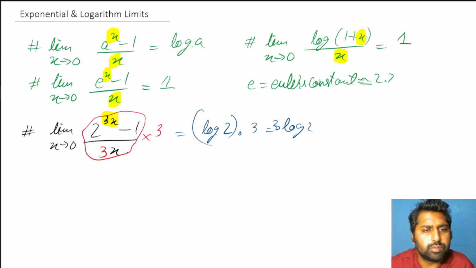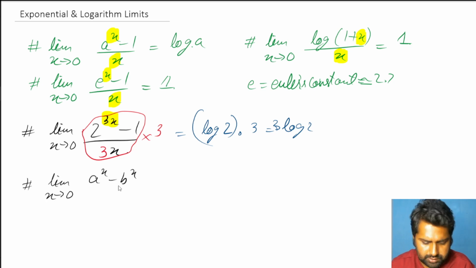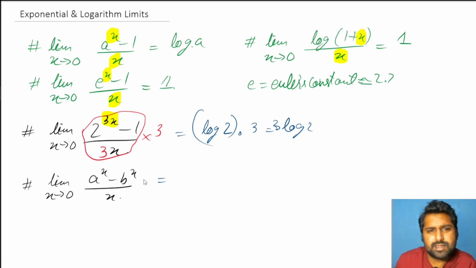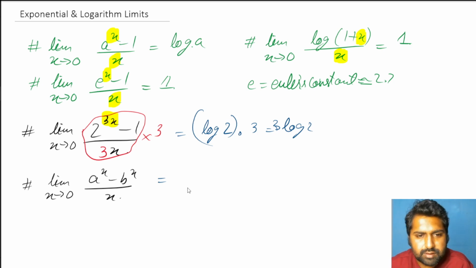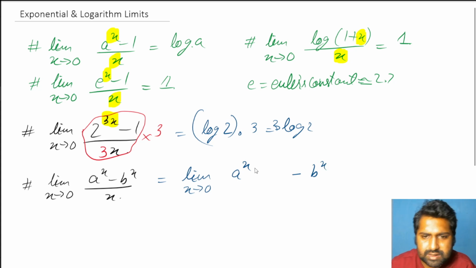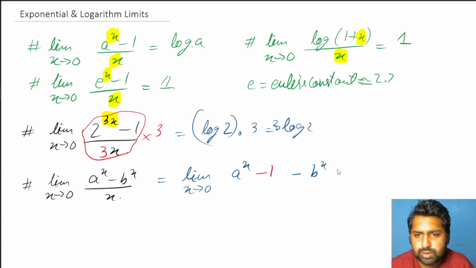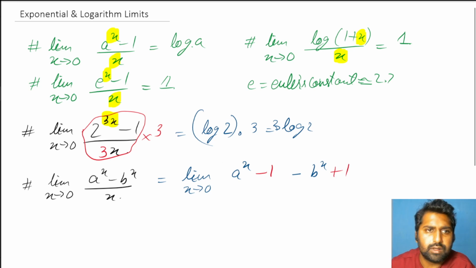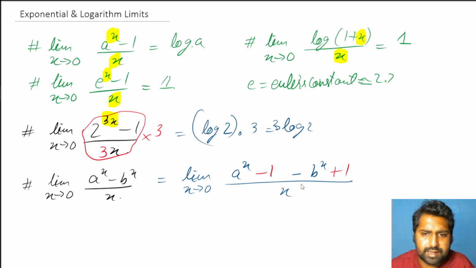Let's see one more question now. Limit x tends to 0 of a raised to power x minus b raised to power x upon x. In order to apply this sort of property, we need a raised to power x minus 1. That's not here. So whatever is not present, we'll generate it. In a raised to power x minus b raised to power x, 1 is not there. Let's generate minus 1. If I've generated minus 1, to adjust, I'll generate plus 1. And then the denominator x.